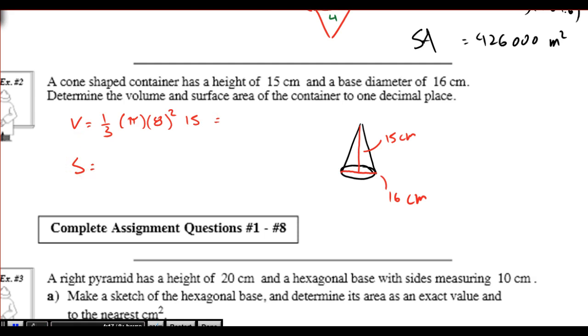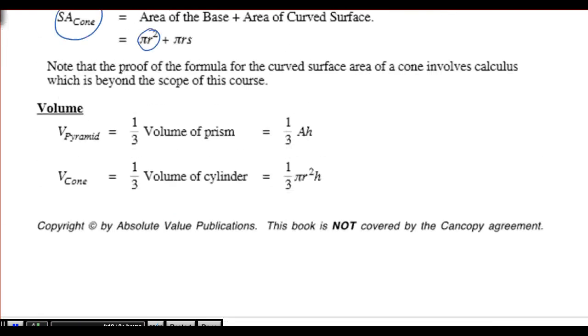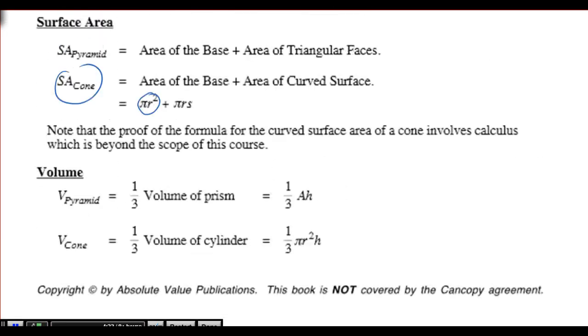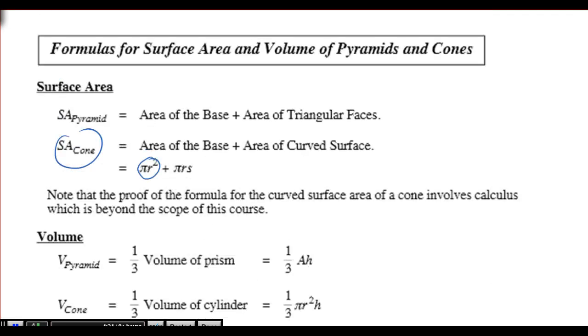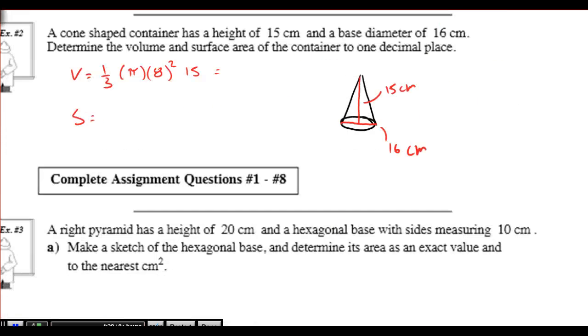Surface area, again, this is the one you just have to take their word for it here. Surface area is pi r squared, which is a circle on the bottom, plus pi r s. Now the hard part here is going to be getting the s, and the s is this thing in green here. Again, now we have to use Pythagoras, and what I really have is this triangle here, which I can use Pythagoras to solve for that.